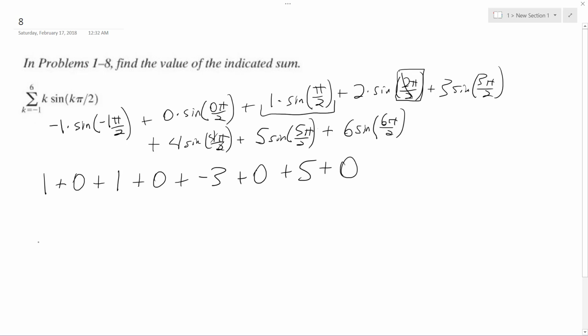So if we add these up cumulatively, what we ultimately end up with is 4. And that's it.